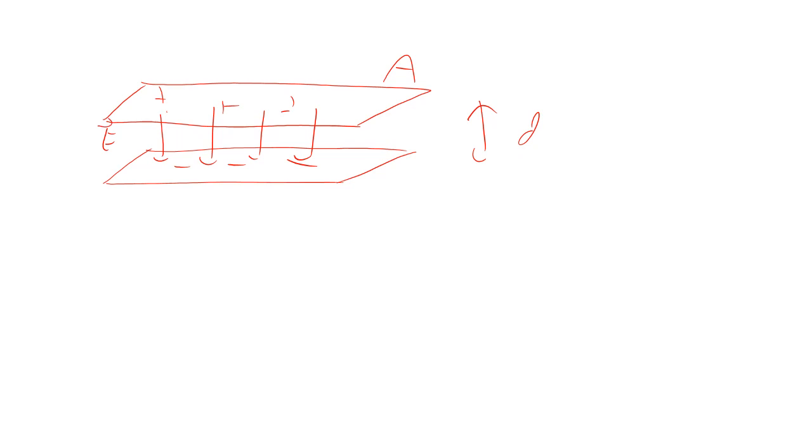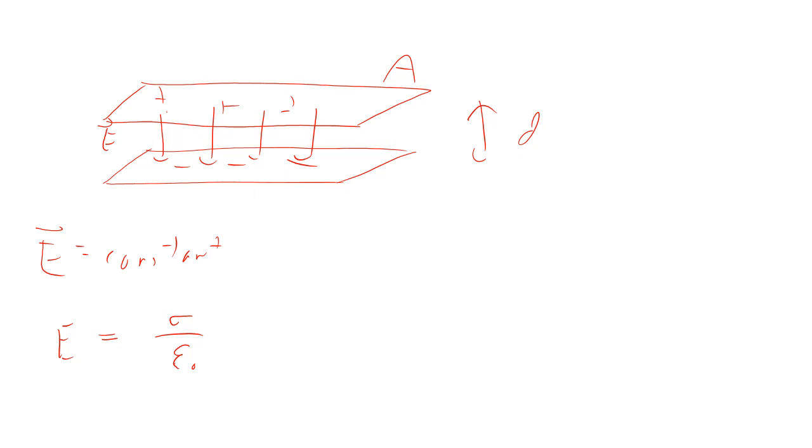Now, if the plates are fairly close together, they're conducting plates. So we know several things about this electric field. First of all, we know the electric field is a constant, and we know the magnitude of the electric field is going to be sigma over epsilon naught for a conductor. Okay, so that's the magnitude of the electric field, sigma over epsilon naught.